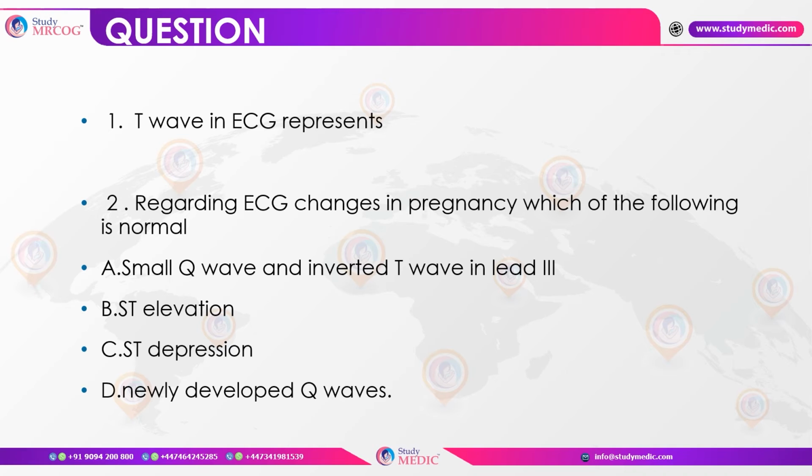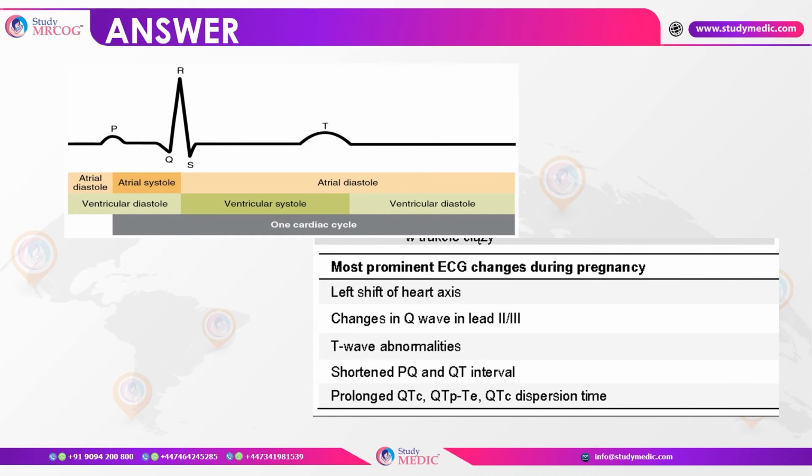Or they can ask regarding the ECG changes in normal pregnancy. So as I told, these are the changes and the correspondence to the ECG. And what are the most prominent ECG changes in pregnancy? There is a left shift of the heart axis. There's a change in the Q wave in leads 2 and 3. There can be small T wave abnormalities, and a shortened PQ and QT interval.